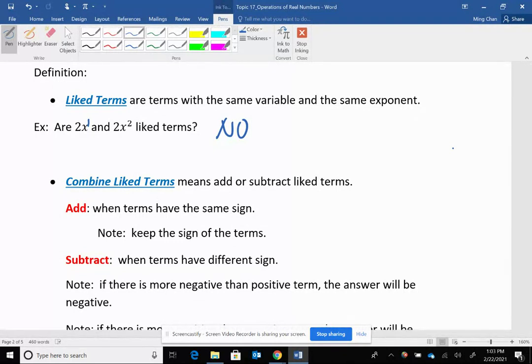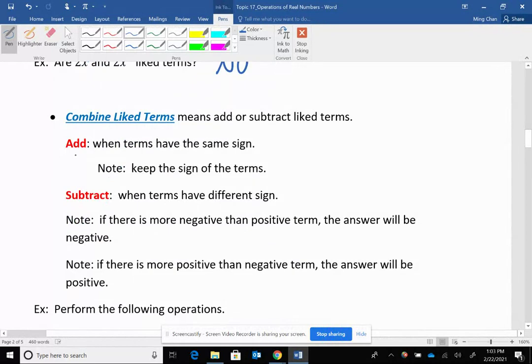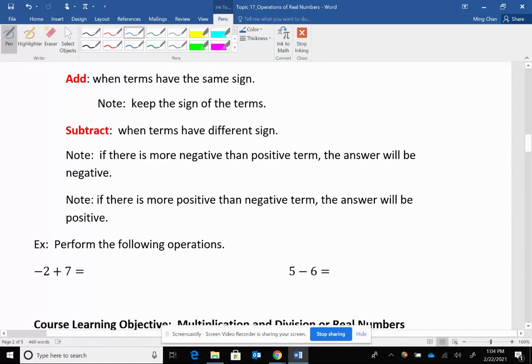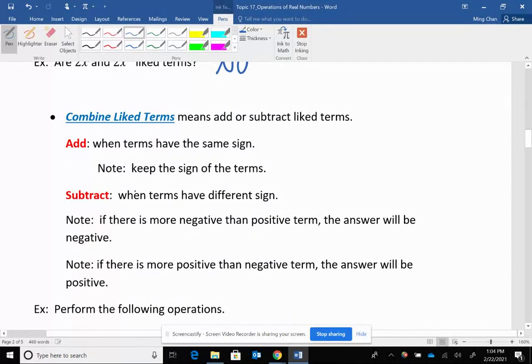Okay, so now the question is, when do I add them and when do I subtract them? A lot of students get confused with this. It's real simple. Once you understand terms, it gets easier to add and subtract. You will always add when the like terms have the same sign, and we keep the sign of the terms. We will subtract when your terms have different signs.